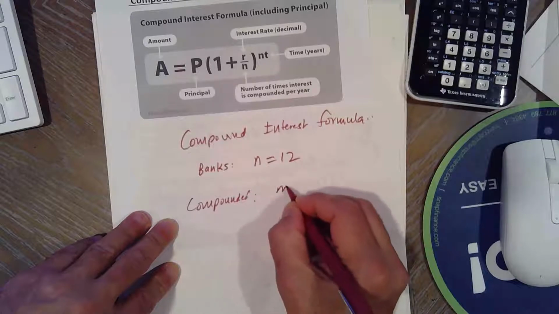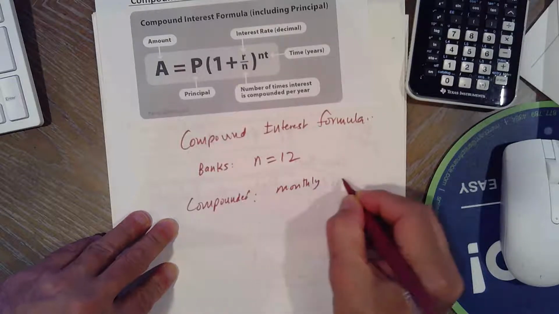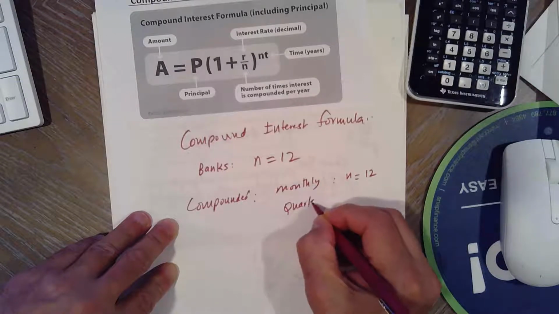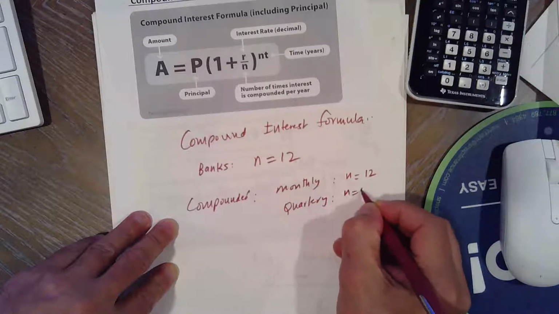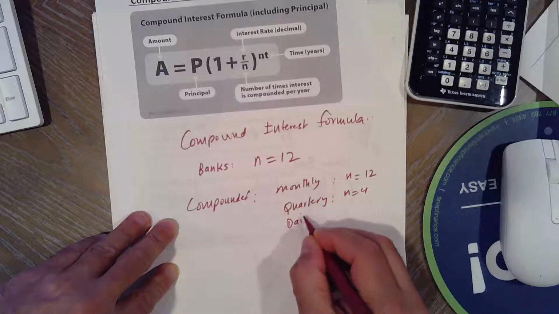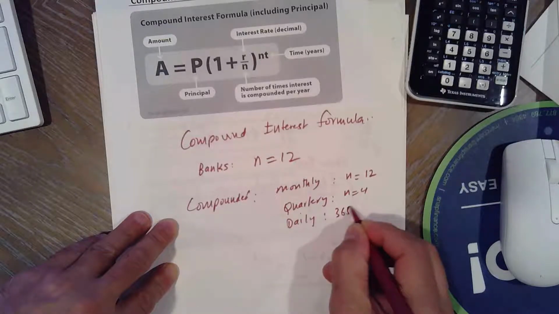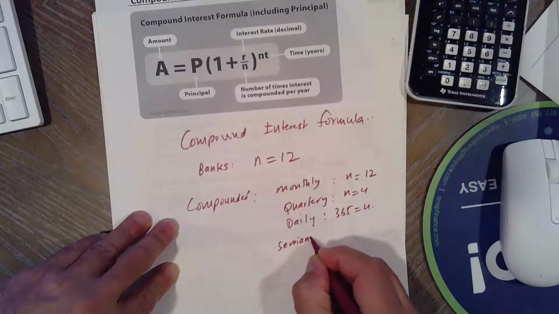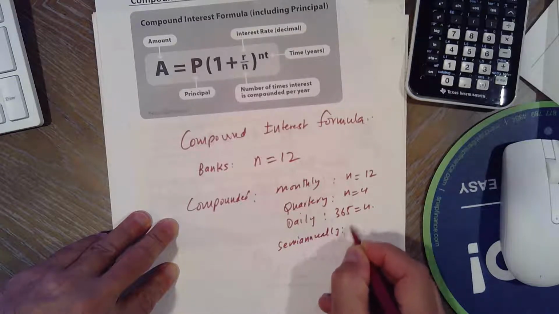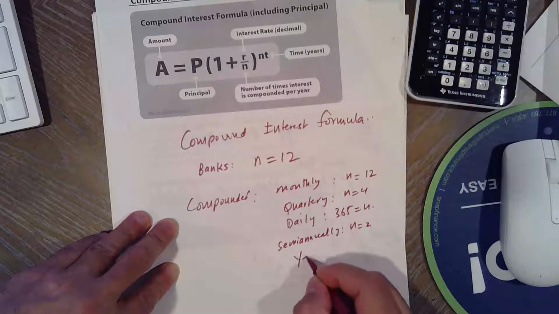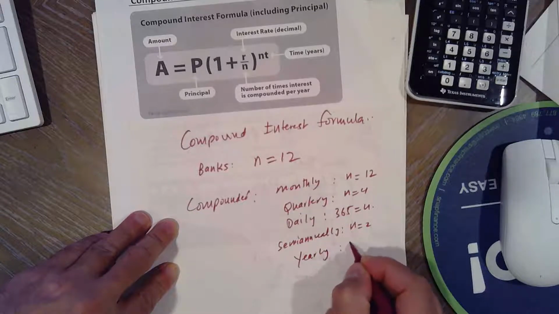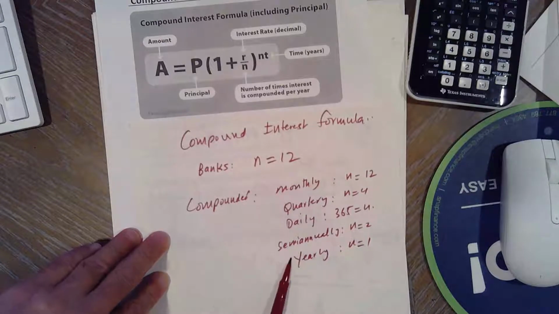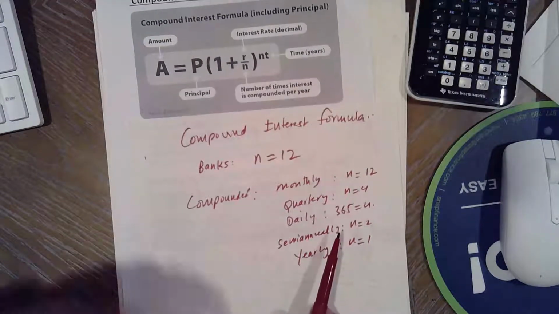if it's monthly, then N is 12. If it's quarterly, 4 times a year. If it's daily, 365 days a year. If it's semi-annually, 2 times a year. If it's yearly, 1 time a year. So no one is going to tell you what N is. They're going to give you those phrases and you're going to have to figure out what N is, okay?